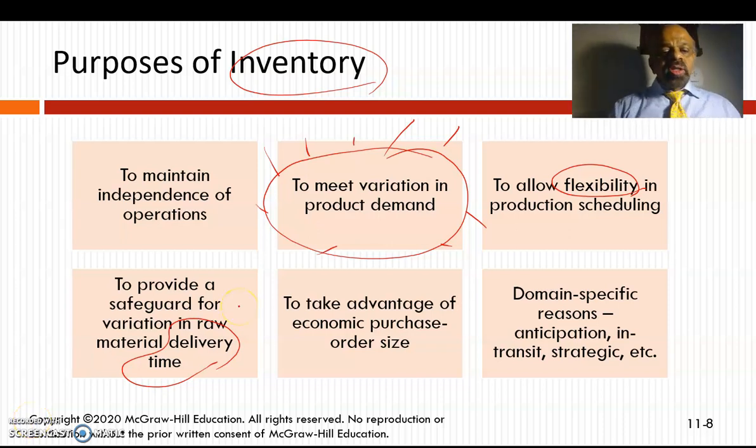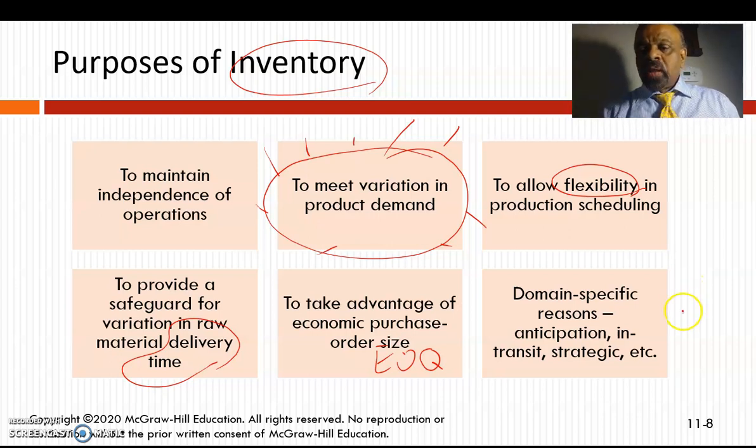So there is a variation in raw material delivery time, and managers want to take advantage of procuring using the economic order quantity, the EOQ that we talked about before. They would like to use this. This gives them an optimized quantity in terms of the cost of the product, the demand, and the holding cost.